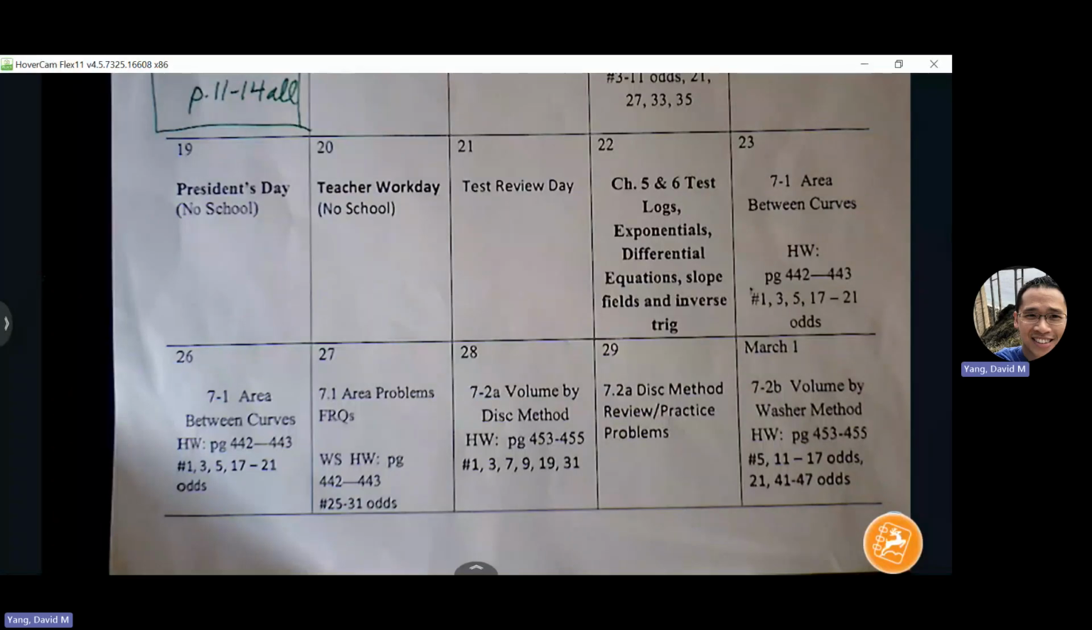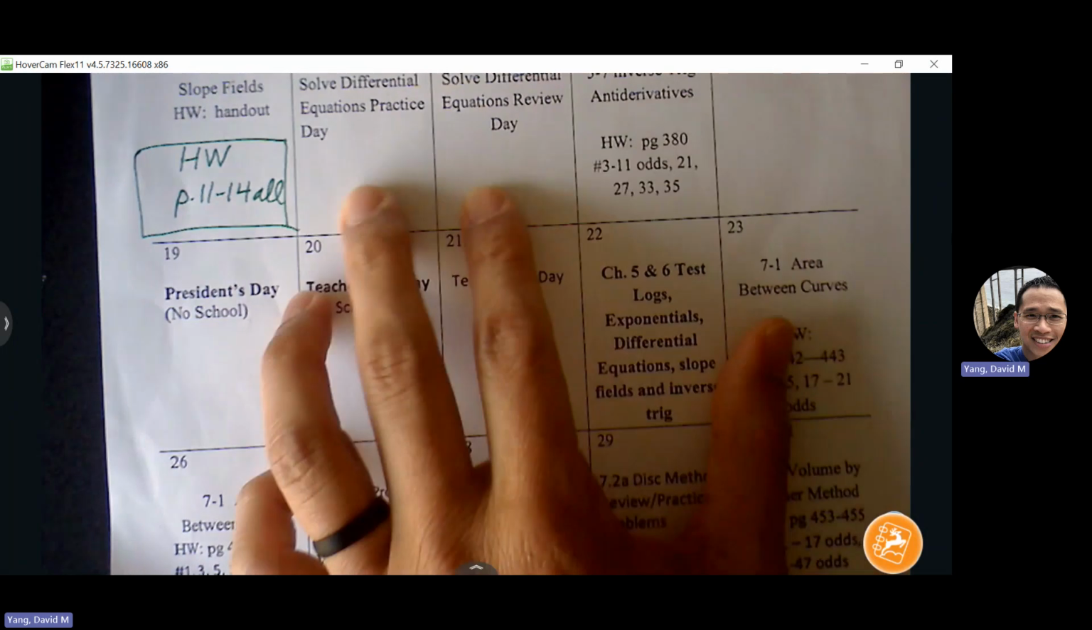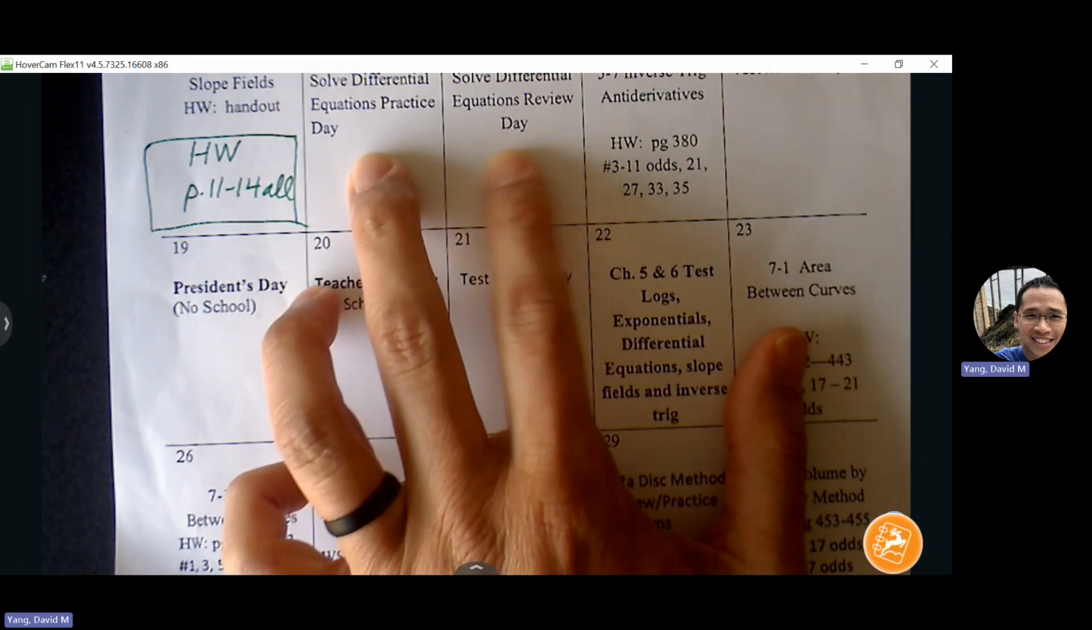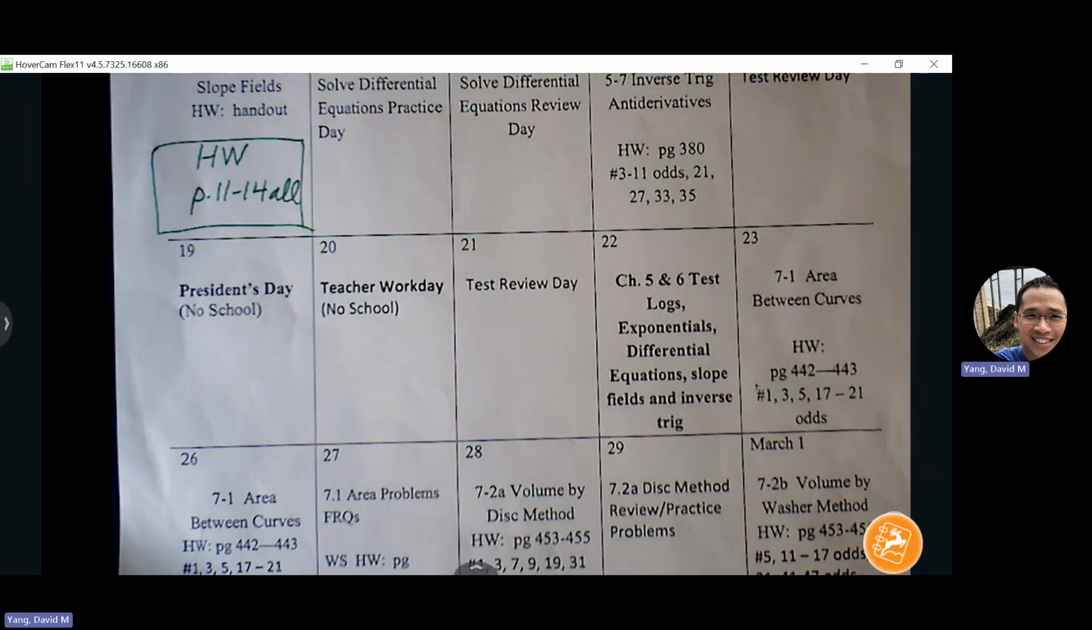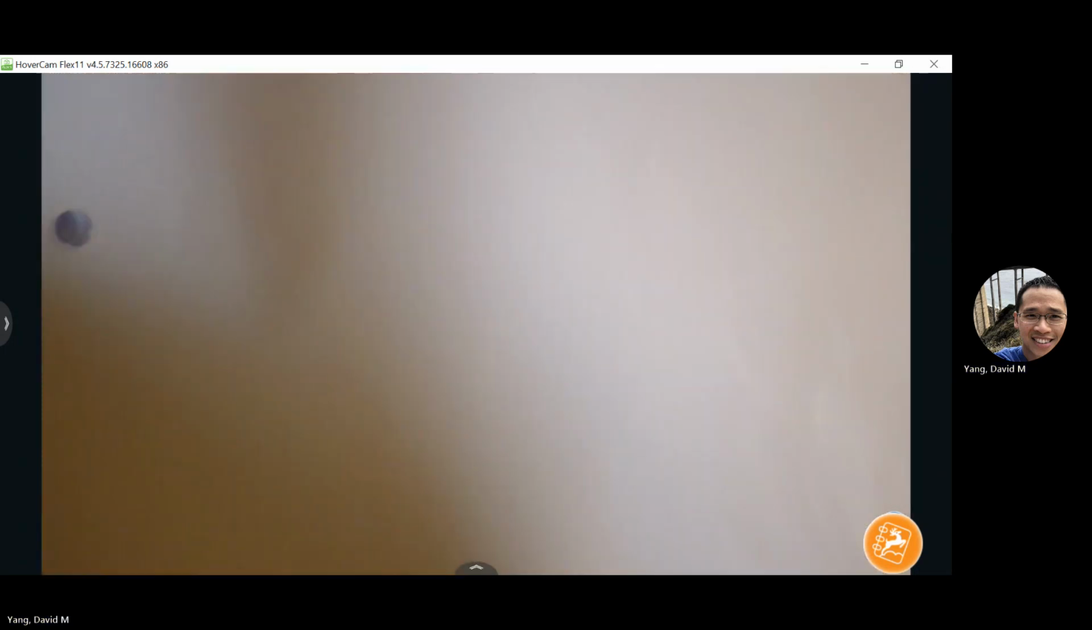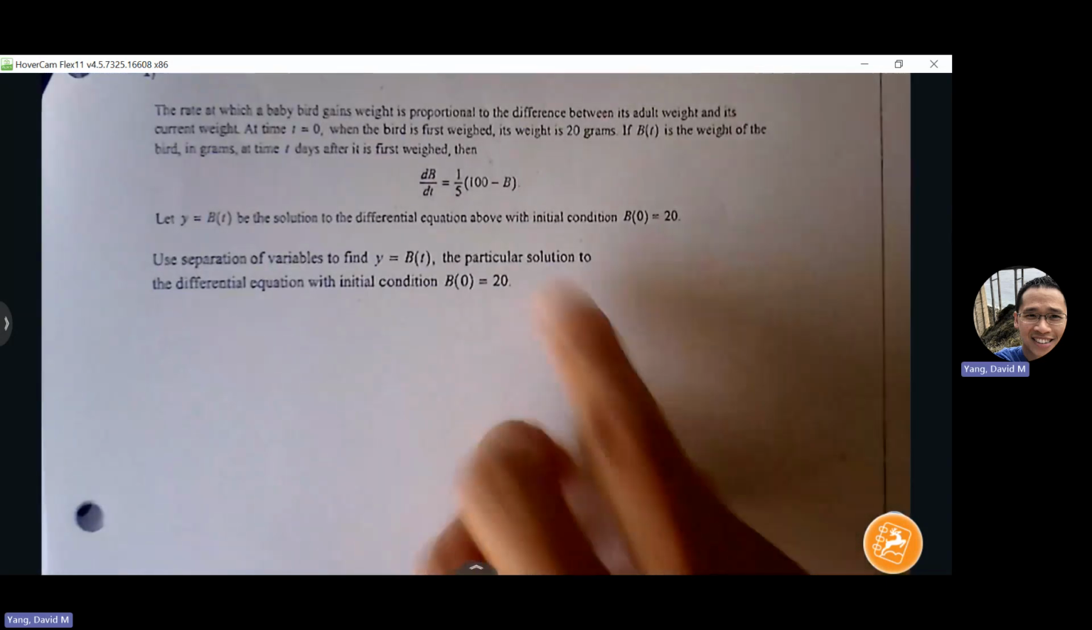Okay, today we're just going to do practice with solving differential equations. We're going to spend 2 days just to get really comfortable with this topic. I'm going to skip 15 for now.